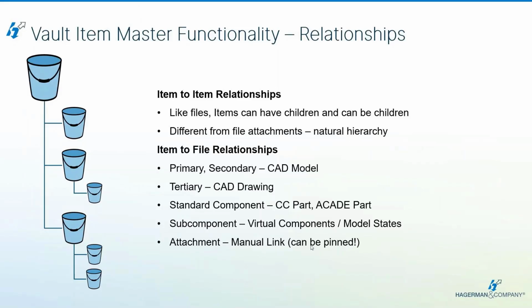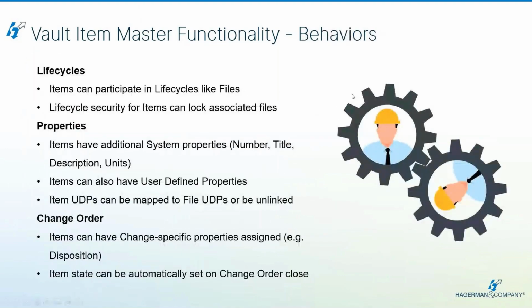In addition to all the other behaviors that items can have, like life cycles and properties, Vault items can behave essentially just like files in terms of life cycle behaviors. There are some minor differences, mostly when you get into things like creating PDFs and STEP files automatically with the job processor. But in terms of can the record have a status or a state, can it go through transitions, can you control access to the record based on the state, items behave just like files.